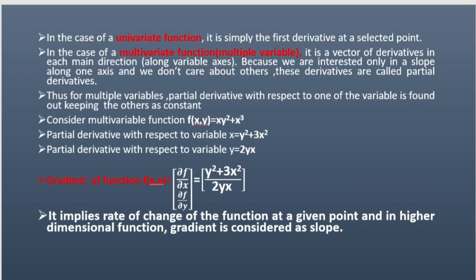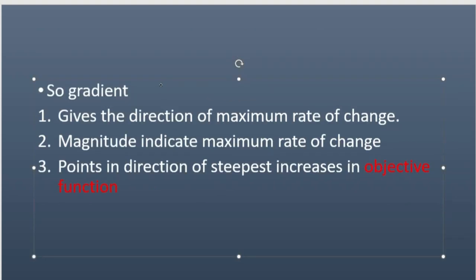This implies the rate of change of function at a given point, and in higher dimension function, the gradient is considered as a slope. So what will this gradient give? The gradient will give the direction of maximum rate of change. The magnitude indicates the maximum rate of change, and the point in the direction of the steepest increase in the objective function. Objective function is a function we want to minimize or we want to maximize. Here we are minimizing the cost function. So when we are minimizing it, we call the objective function as cost function, loss function, or error function.